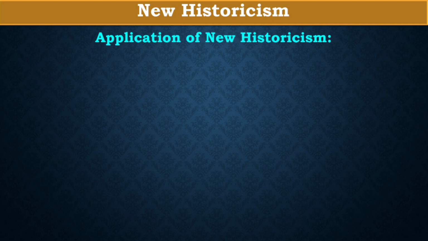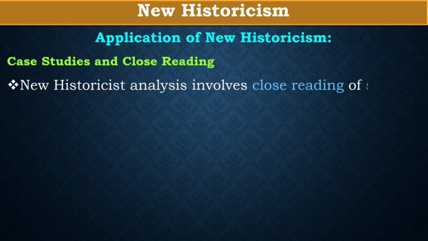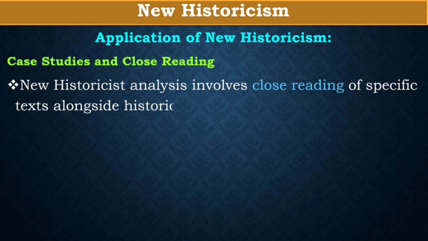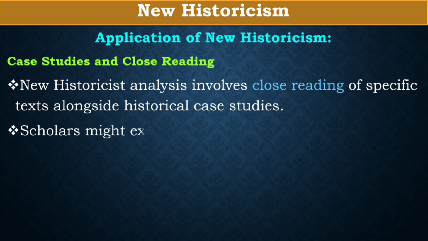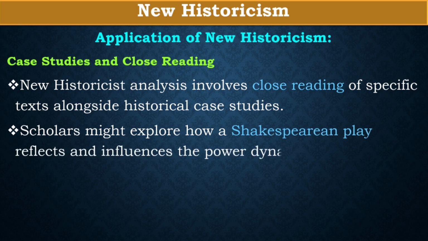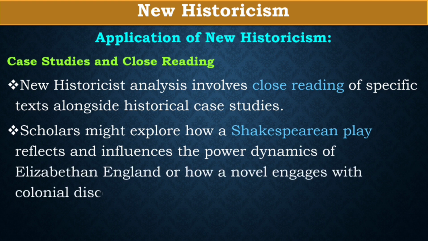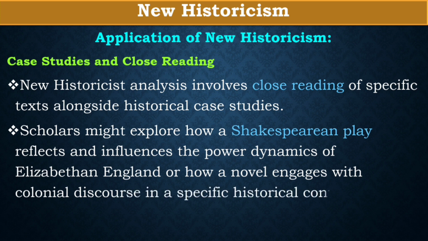Applications of new historicism. Case studies and close reading. New historicist analysis involves close reading of specific texts alongside historical case studies. Scholars might explore how a Shakespearean play reflects and influences the power dynamics of Elizabethan England, or how a novel engages with the colonial discourse in a specific historical context.